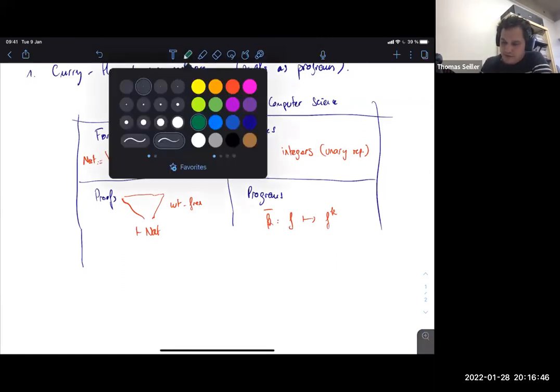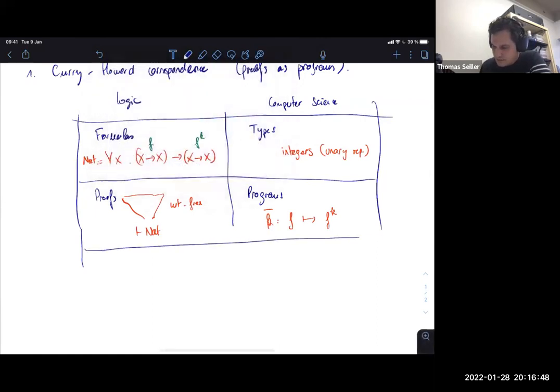And what I'm interested in is the third part of this correspondence, which is not always explained. It's the dynamics, so you have a normalization procedure, and this corresponds to program execution.